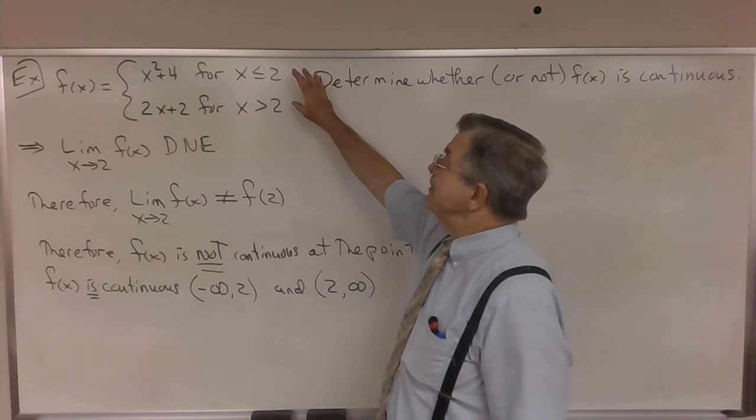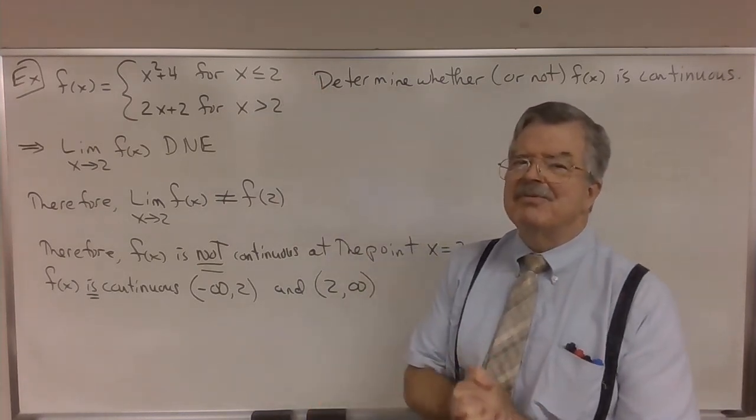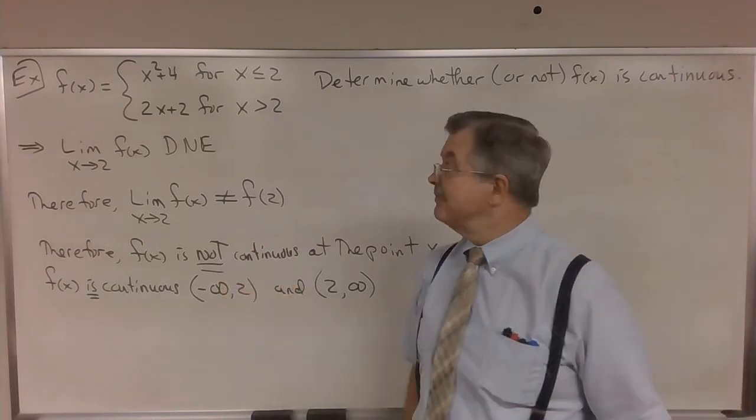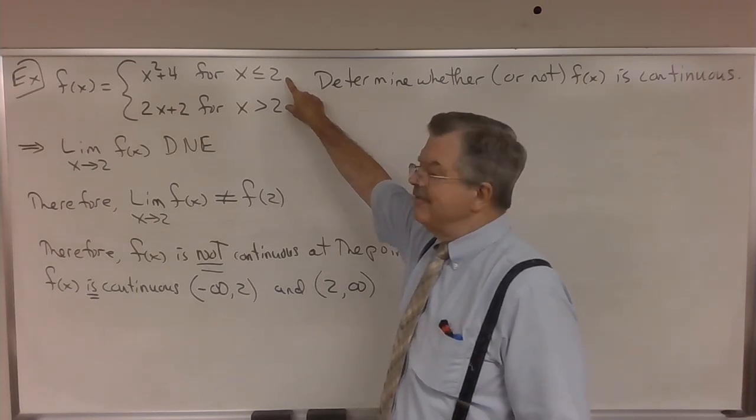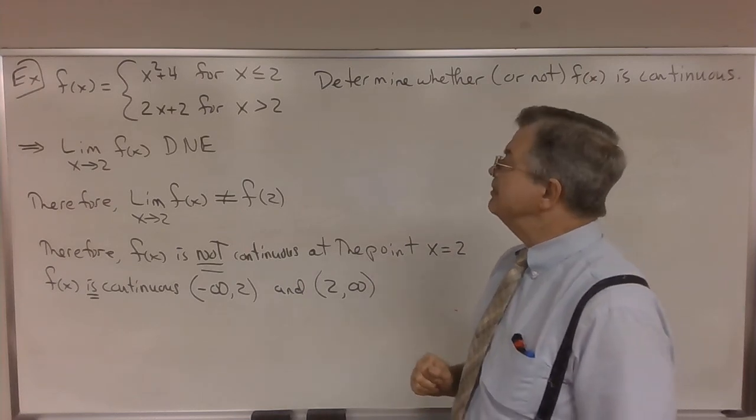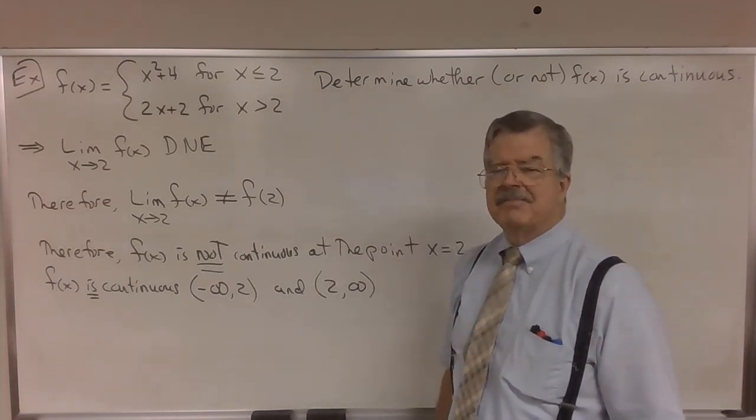So if f of x had been continuous at x equal 2, this would have been a continuous function, continuous for all values of x. The one-sided limits weren't equal, so f of x failed to be continuous right at x equal 2, where the definition of the function changed.